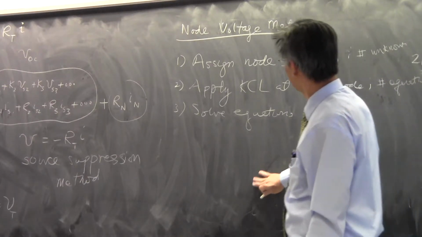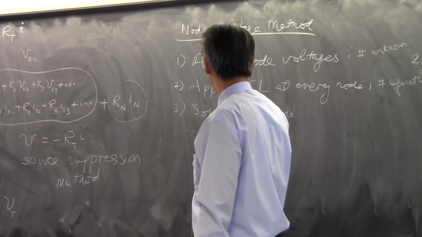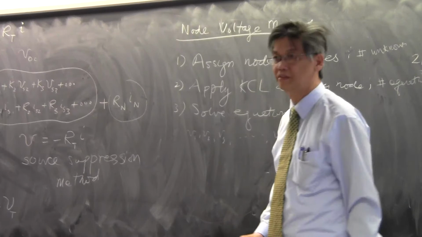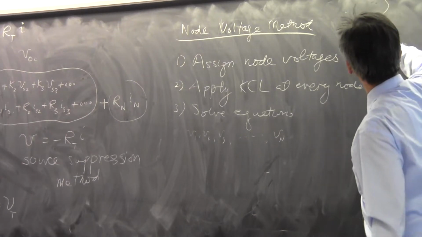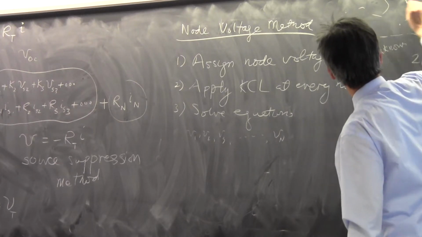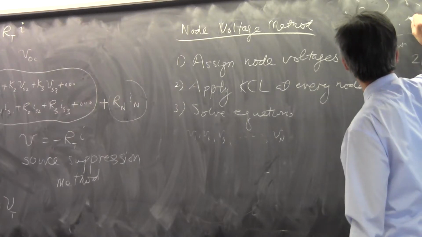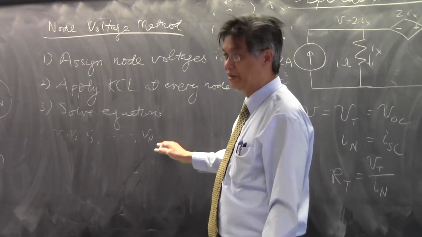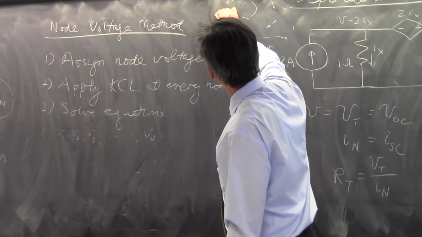So when you assign node voltages, you have V1, V2, V3. For a general circuit, you might have n nodes to assign node voltages to. It can be n nodes, very complicated, but each node has a voltage that you have assigned to some node voltage, okay? Then you're at this stage of the problem. Then the next stage, you apply KCL at every node.